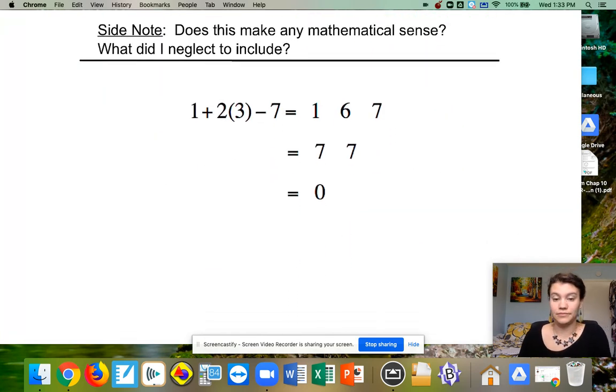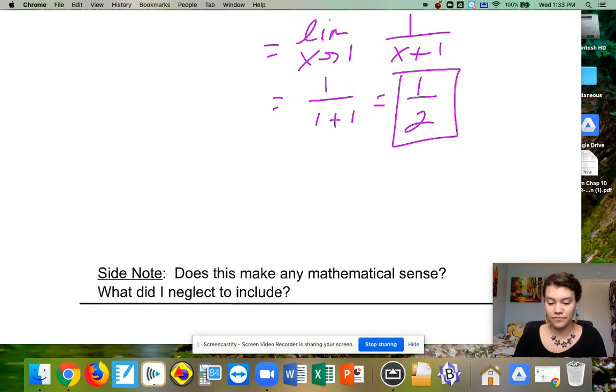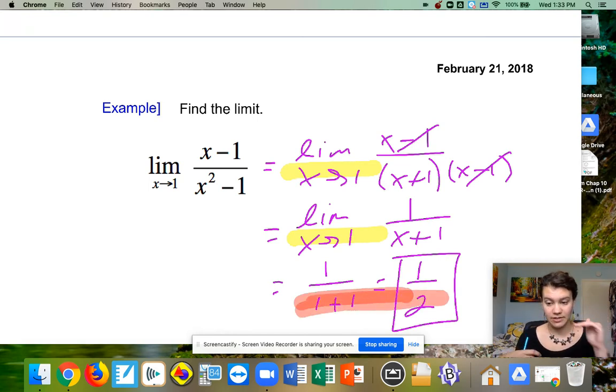A note here, looking at this, what's missing? What's missing is these operations aren't carried through. So we should have a plus here, a minus here, and a minus here to then get 0. It's the same idea with the limit. So you need to write the limit as x approaches whatever your number is all the way through until you plug in your number. So back here, you need your limit here and here because I hadn't plugged in 1 yet. But once we get to this point, you don't need it anymore because I plugged in 1. So you need to write the limit until you plug in your x value or your a.